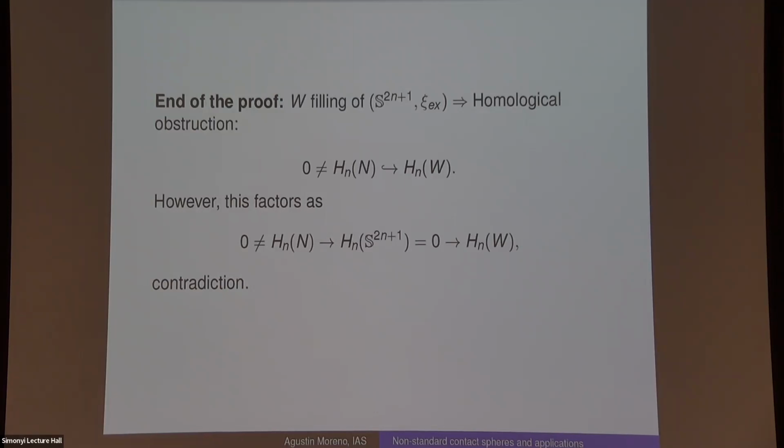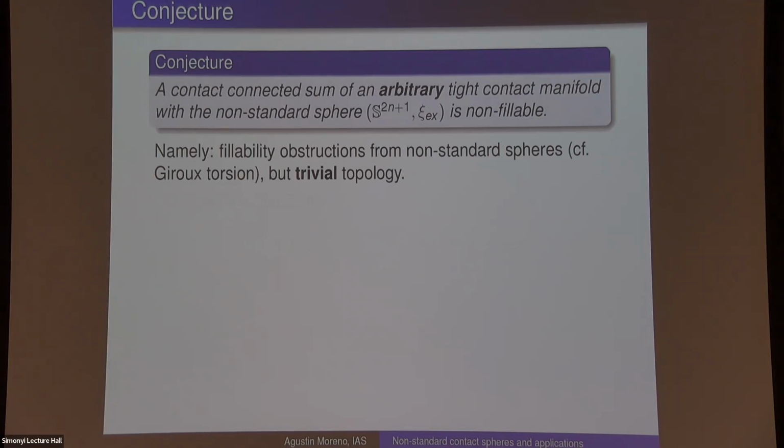Okay, so that's one construction that you can do, and then in order to get more, you have to do some more tricks. So let me just give you a conjecture. The conjecture is that if I take this exotic sphere that we just constructed, the connected sum of this exotic sphere with arbitrary tight contact manifolds should actually become non-fillable. In other words, there should be fillability obstructions on non-standard spheres, like Zhou torsion, but with completely trivial topology that you can implement anywhere else.